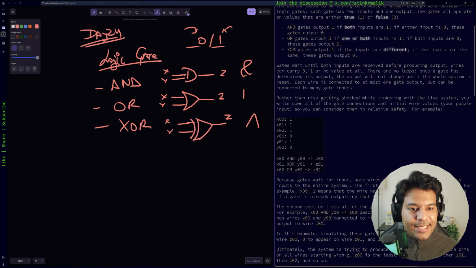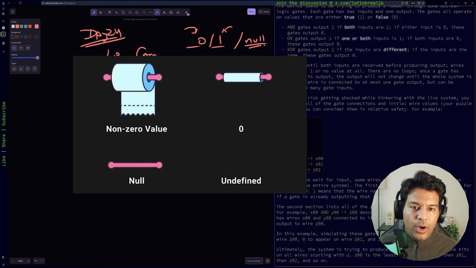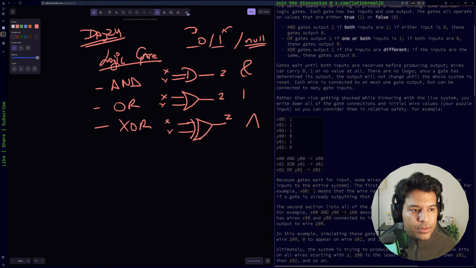Wires can carry 0, 1, or no value at all. This is interesting because there is something called a null or none value, so we can have three kinds of values. And there are no loops. Once the gate has determined its output, the output will not change until the whole system is reset. So once you start running a system, we will have outputs and you will keep those outputs.